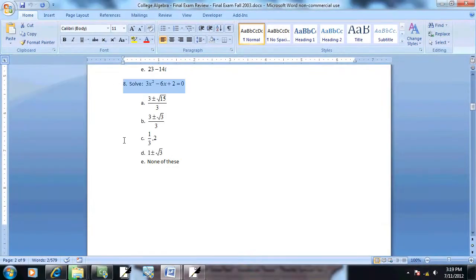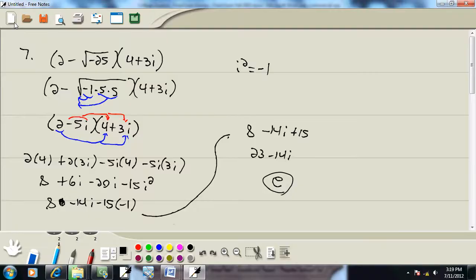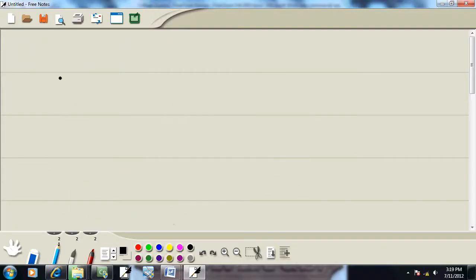Let's take a look at problem number 8. Let's refresh our memory on the quadratic formula.